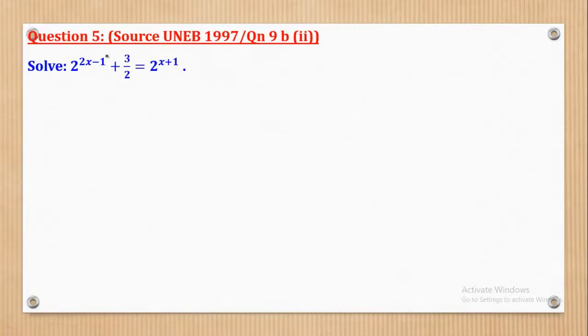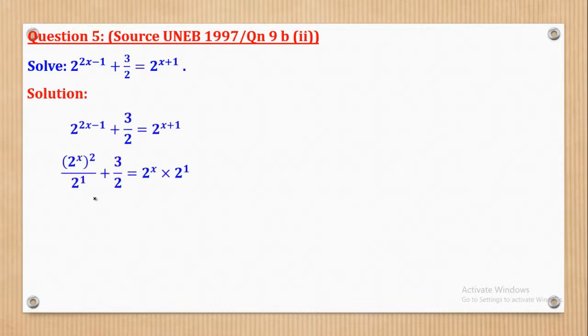And now we shall go to question 5, which came from UNEB 1997, paper 1, question 9b, Roman 2, and says solve this. So we first write what is given, then we try to simplify. Now this one is the same as that, and this is the same as that, and this is the same as that. So now we shall say that let y be equal to 2 to the power x. Therefore, come and substitute for y here and substitute for y there.